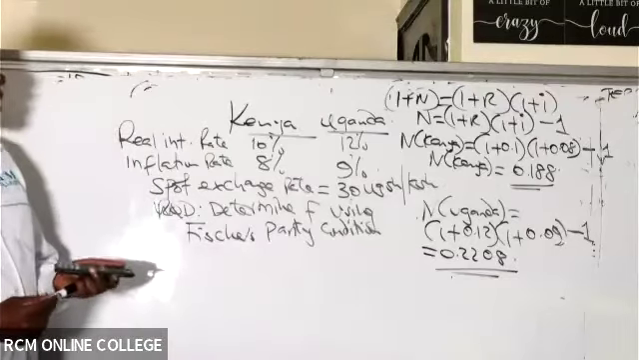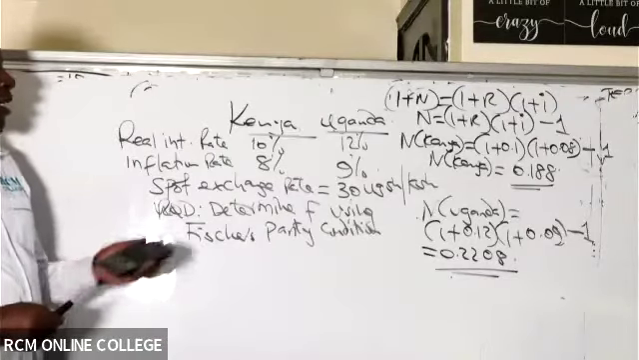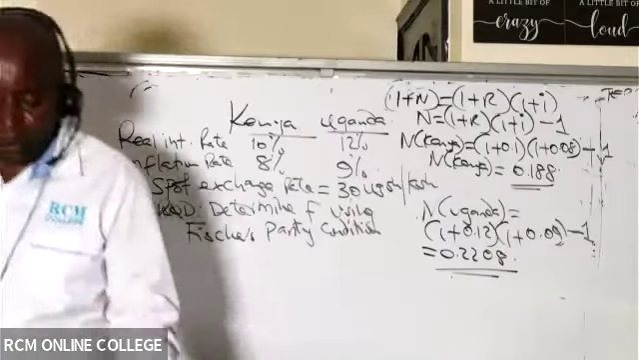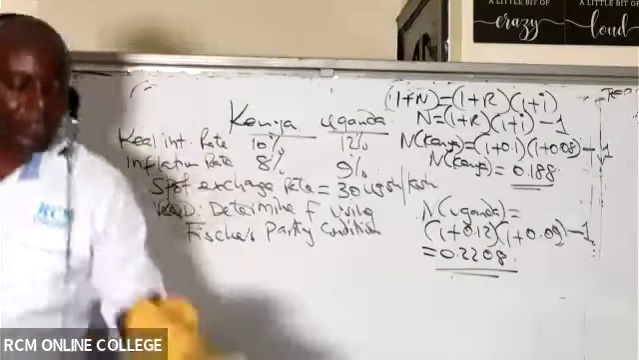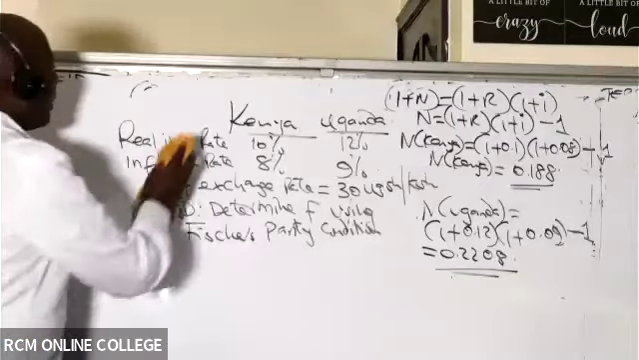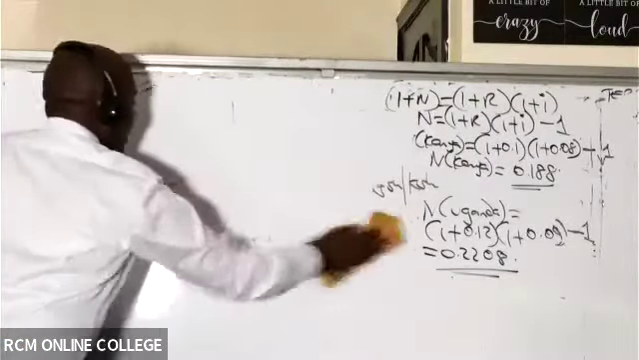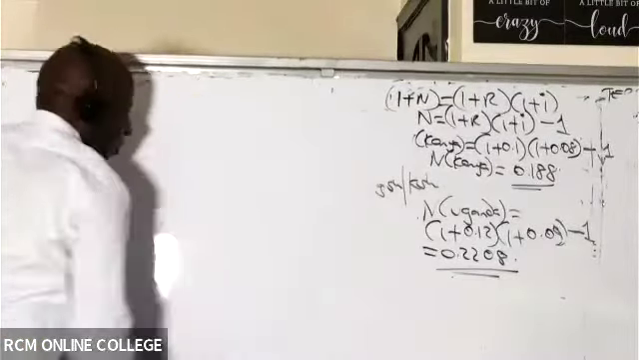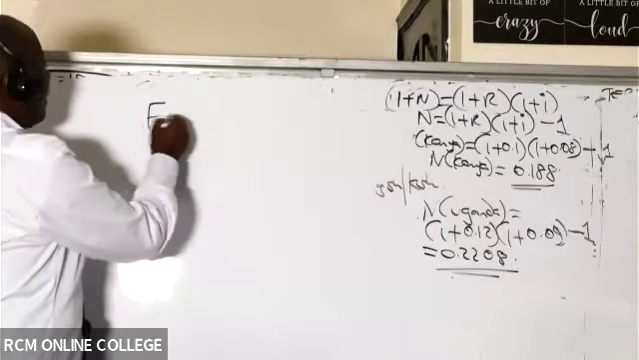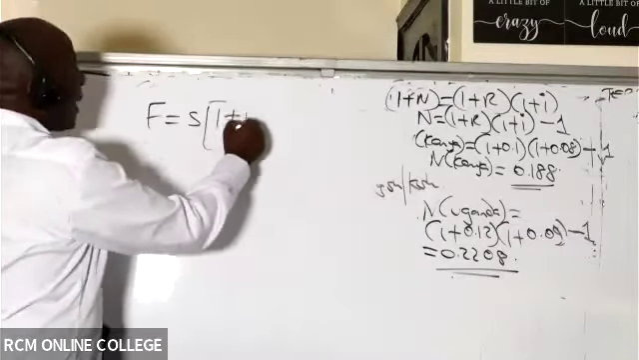These are the interest rates that I'll be able to use in this case to get my Fisher's forward rate. I can see good students already. Everything else is the same as the other model. Everything else is the same. So come and write the formula. The formula here is F equals S into 1 plus interest.